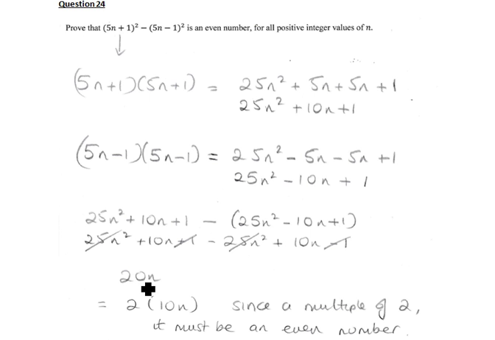20n. Now because 20n is a multiple of 20, it must be a multiple of 2 because it's 2 times 10n. Since it's a multiple of 2, it must be an even number for any value of n.